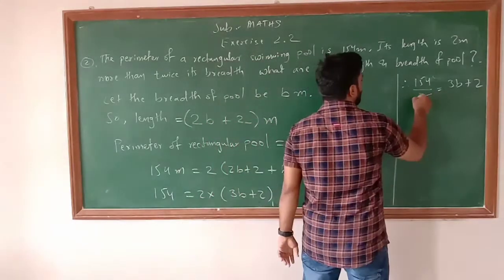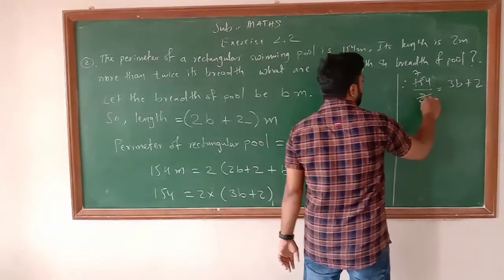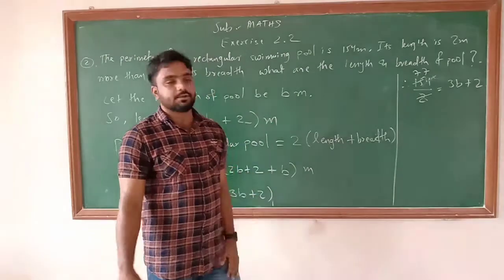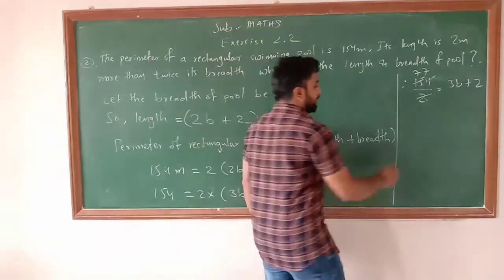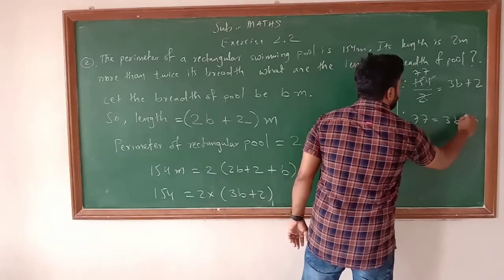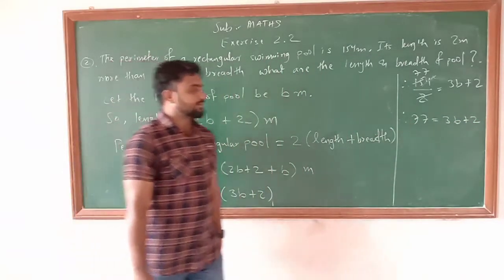That is 2 7s are 14 and 2 7s are 14. So the answer is 77. Therefore 77 is equals to 3b plus 2. Okay. Now I am changing the side.